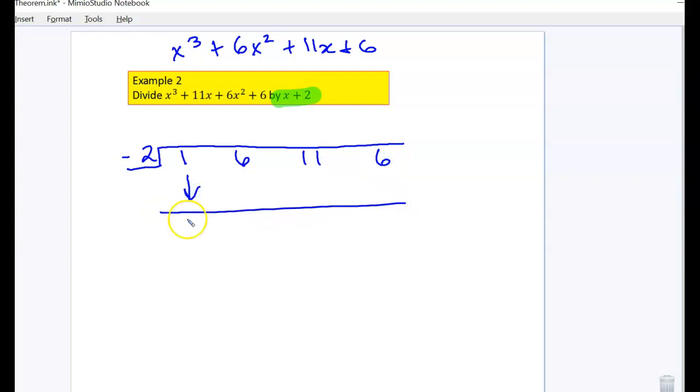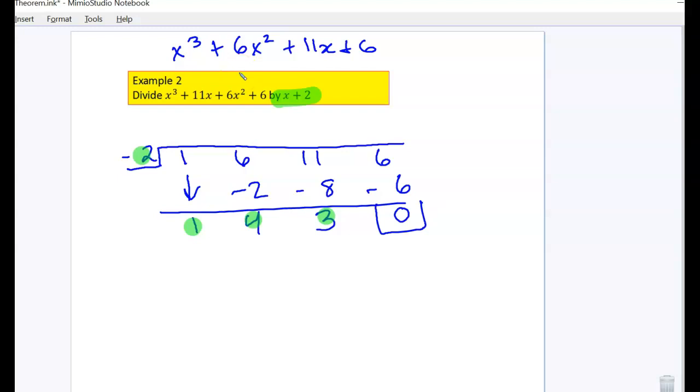This drops down. And negative 2 times 1 is going to give me negative 2. If I add those up, I get 4. Negative 2 times 4 is negative 8, so I get 3. Negative 2 times 3 is negative 6, and I get 0. So there is no remainder, so that means that x plus 2 must be a factor of the polynomial.